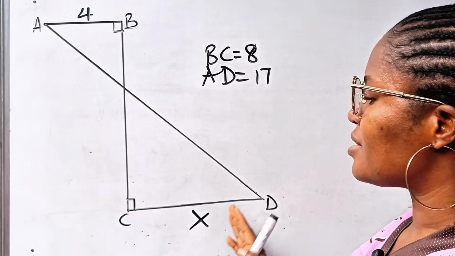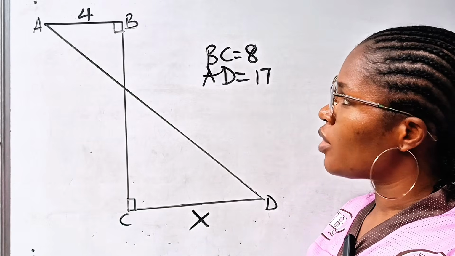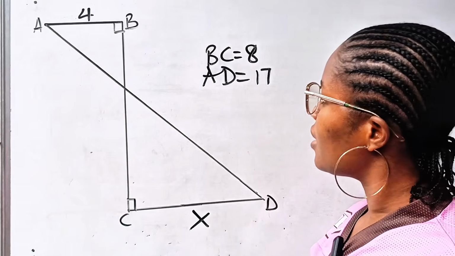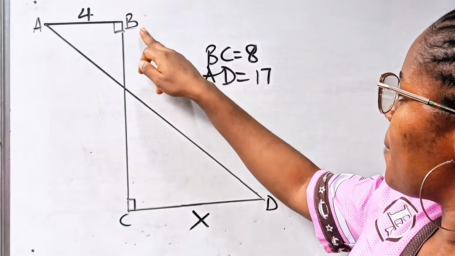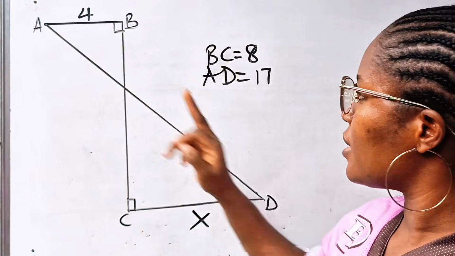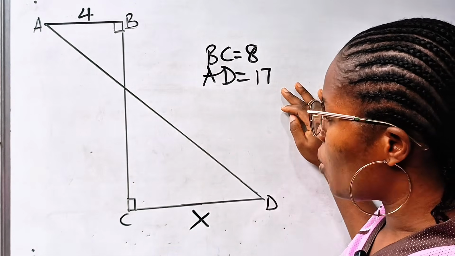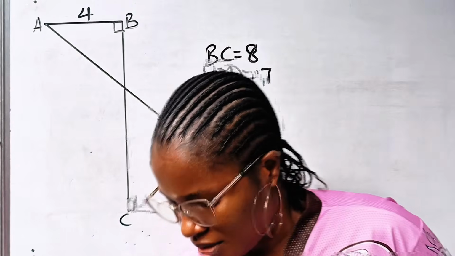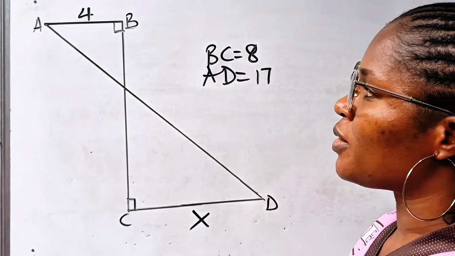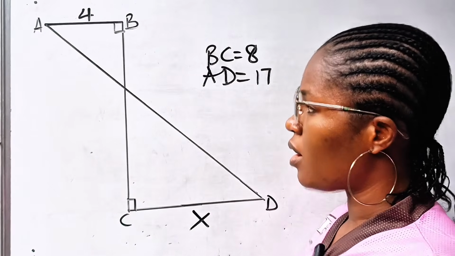Today we have a tricky but very simple math question to solve. In this question we are asked to find the value of x. Meanwhile, BC is equal to 8 and AD is equal to 17. When I first saw this question, I was a bit like, where do I start from? But on second thought, I noticed that it's not something you need to stress yourself over.